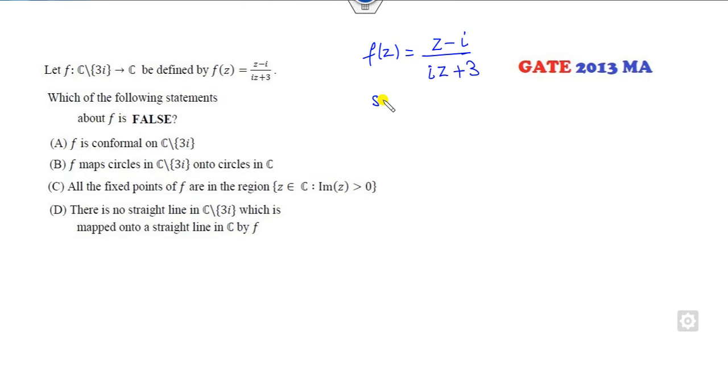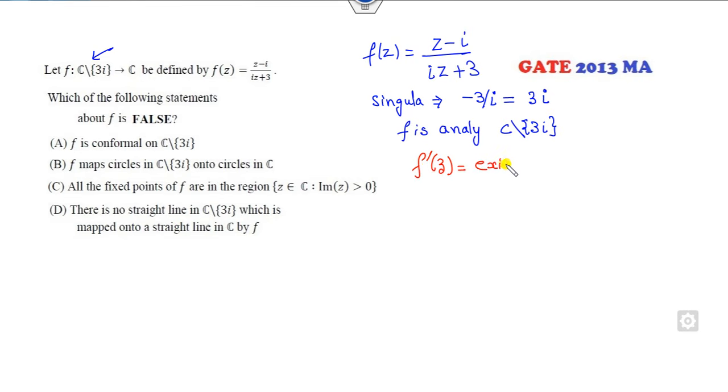Firstly, you can clearly say the only singularity of this is, what is the singularity? It is minus 3 over iota, or you can say it is 3 iota. So it means f is my analytic function over the domain C minus 3 iota, and already it is given here. Fine. So once f is analytic, how can you prove that? It means f dash of this always exists in this domain, because 3 iota does not exist. Otherwise you can find the derivative and clearly say f dash of z is non-zero for all z.